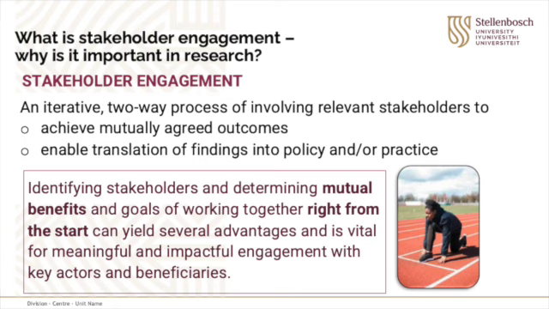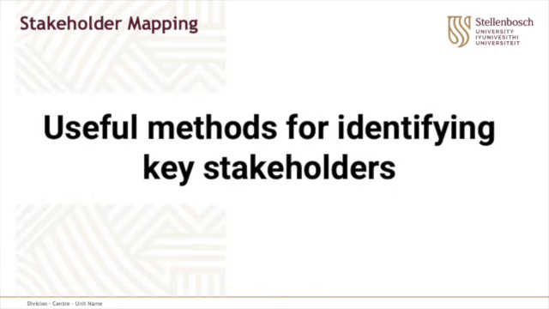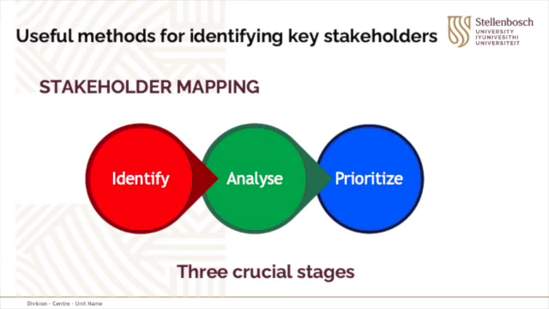So some useful methods for identifying key stakeholders. There are three crucial stages in stakeholder mapping. And by following these stages, you can ensure that your research questions are developed based on local priorities, context, and the needs of the study beneficiaries. And so you need to firstly identify who your stakeholders are. You need to then analyse those stakeholders, and then you need to prioritise them. So I'm just going to go through those three steps.